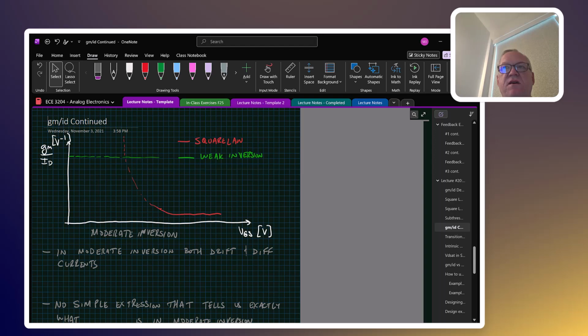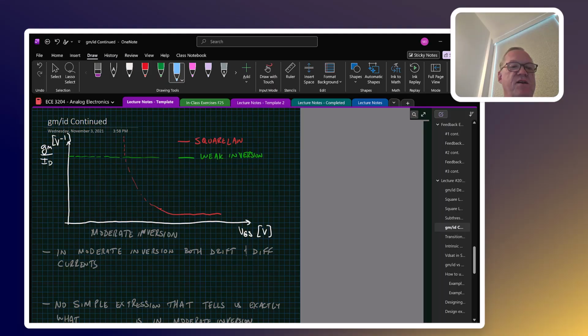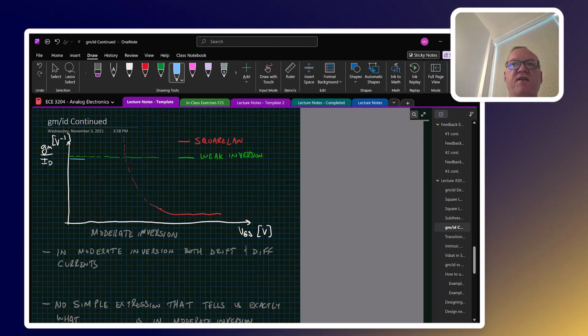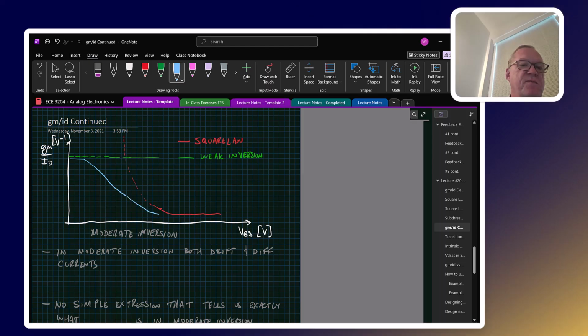Okay, so let's now again start looking at that comparison of weak inversion to square law. We know that in weak inversion, our MOS device is going to behave for very small values of VGS like a BJT. So we have a more or less constant GM over ID. As we start to increase the VGS, these will diverge a bit, and as we get to big values of VGS, they'll come back together.